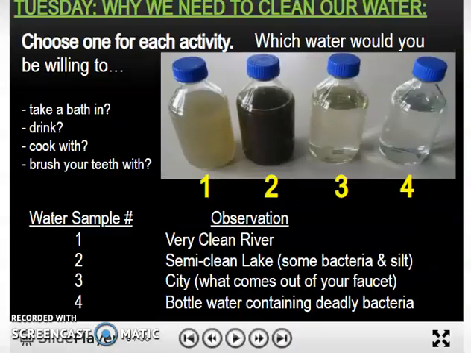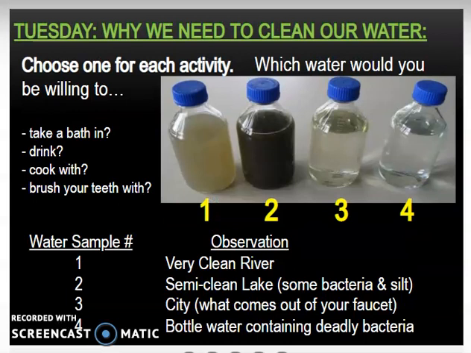Now, interestingly enough, look at this. Bottle number 1 came from a very clean river. Bottle number 2 came from a semi-clean lake, but it has some bacteria and some silt, some soil from the bottom of the lake mixed in. Sample number 3 came from a city. This is what comes out of your faucet.